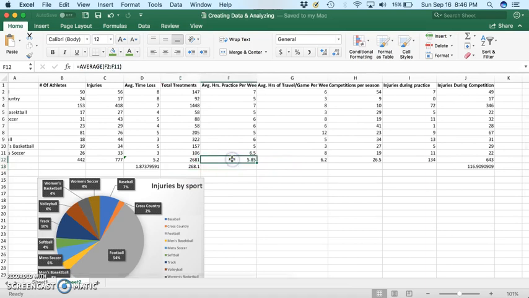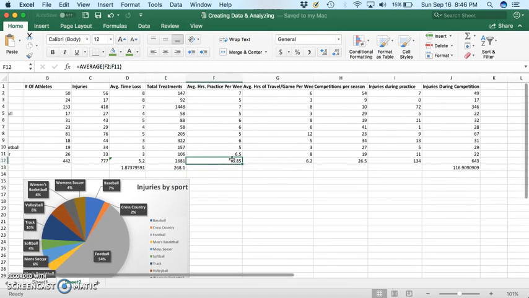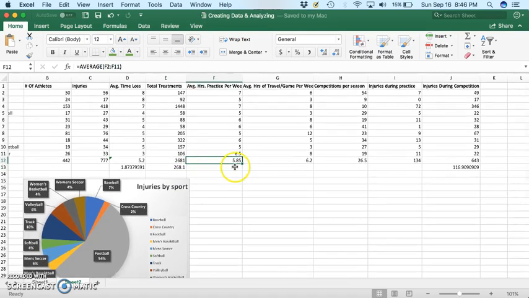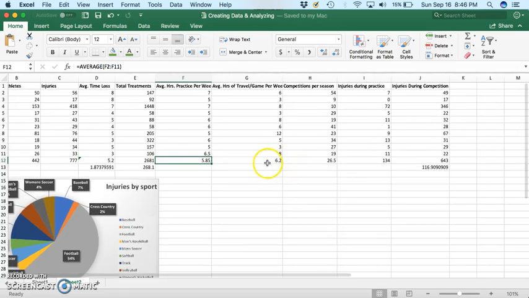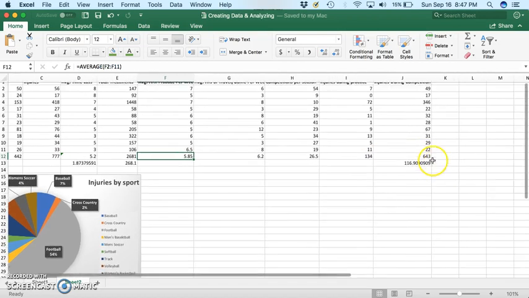Then I did the average hours of practice per week for each sport team, 5.85. The average hours of travel and game time, 6.2. The average number of competitions per season is 26.5. The average injuries during practice are 134. I'm sorry, the total number of injuries during practice, and then the total number of injuries during competition.